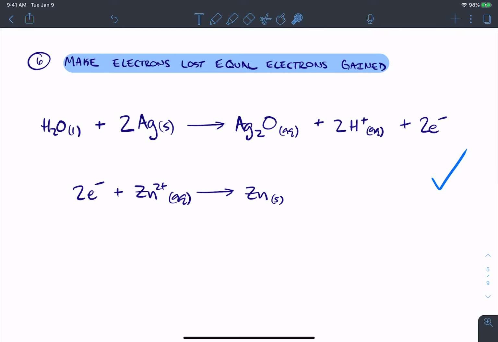Now we want to make the electrons lost equal electrons gained. In this case, it just happens to work out that we have 2 electrons in both the first half reaction and the second half reaction, so we actually don't have to do anything here, which is kind of nice.